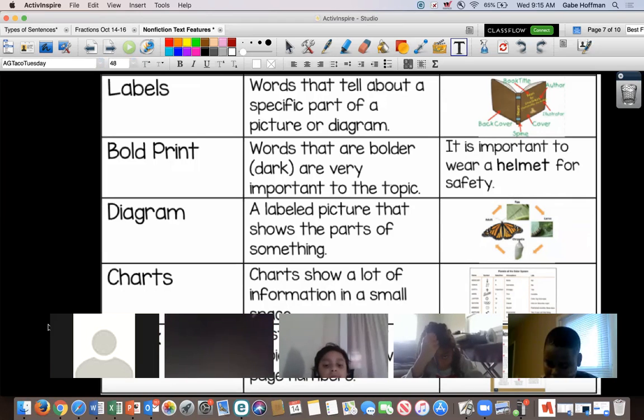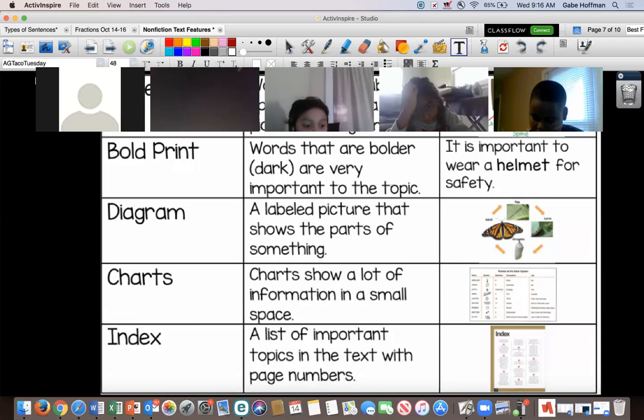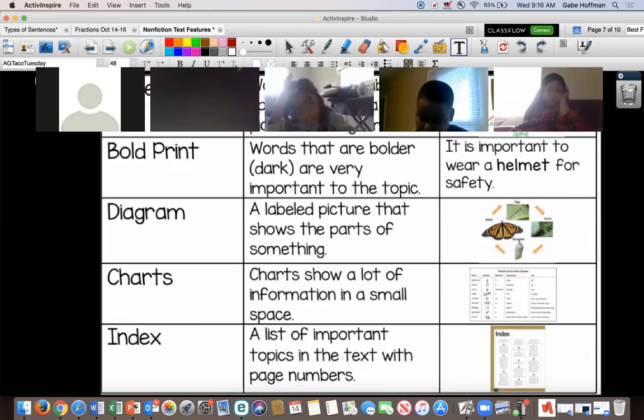Charts. Jay, can you read that section? Charts show us a lot of information in a small space. Yeah, so a chart could include a graph or a little chart right here where it shows the information that all goes with each thing. Just depends on how the author wants to use it.